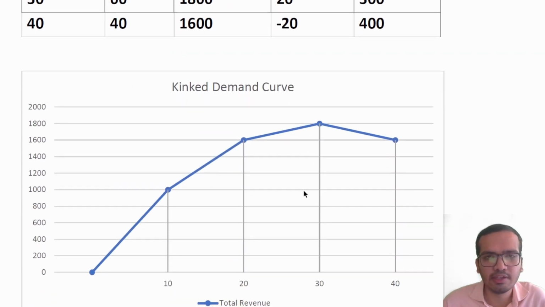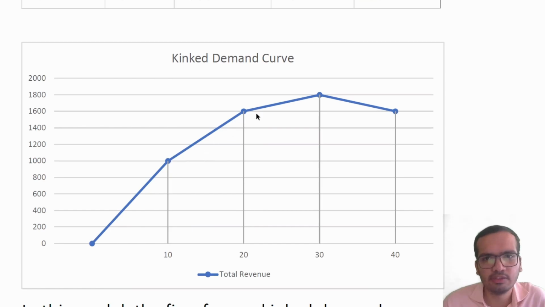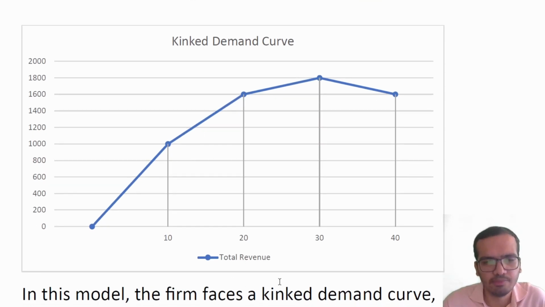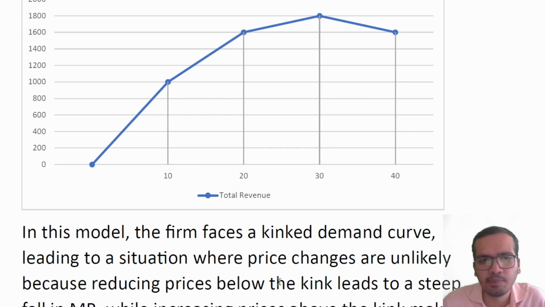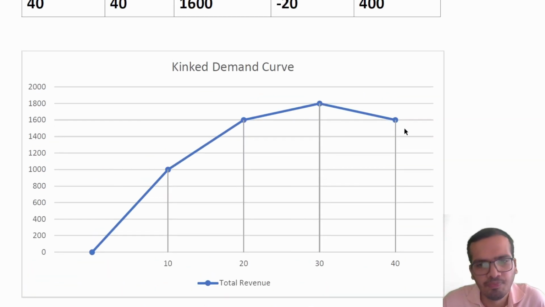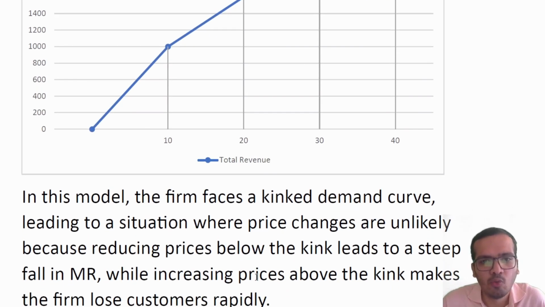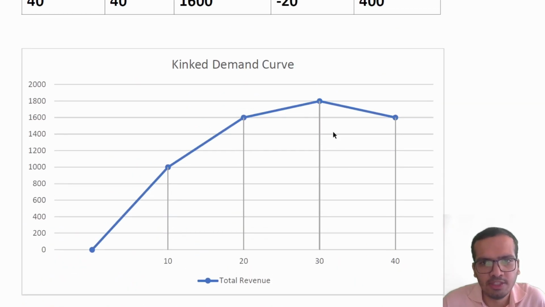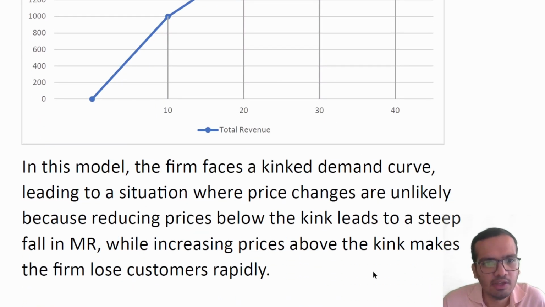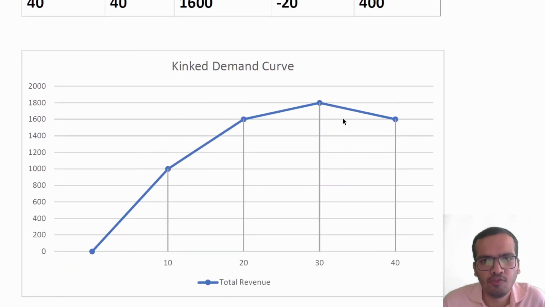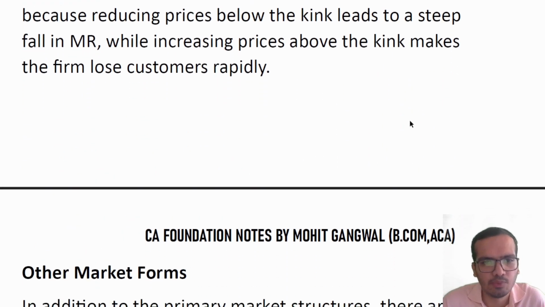And we have a kinked demand curve, which looks like this, where in this model the firm faces a kinked demand curve, leading to a situation where price changes are unlikely, because reducing price below the kink leads to a steep fall in marginal revenue. So below this, the marginal revenue will be falling, while increasing prices above this kinked level makes the firm lose customers rapidly. So if they increase price from this level, they will lose customers, and after this level you can see a downward movement in the curve.